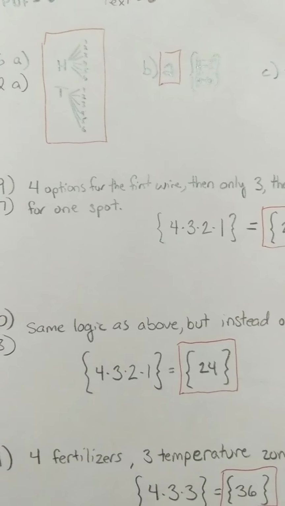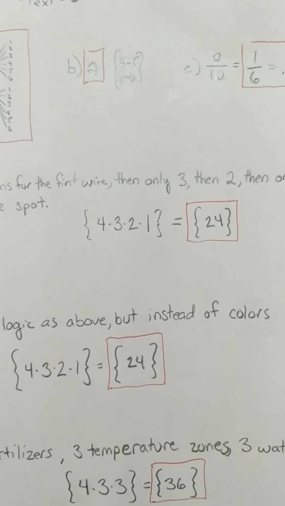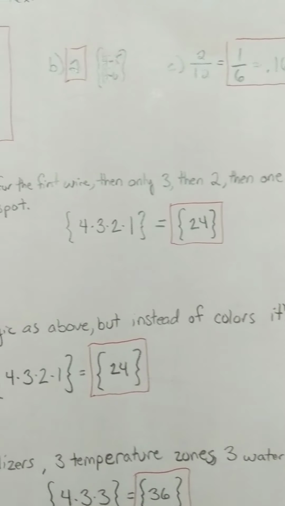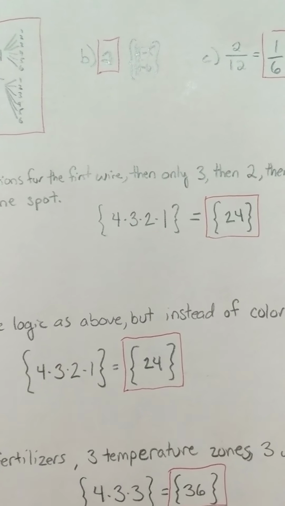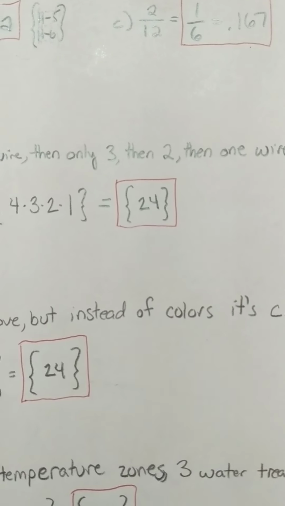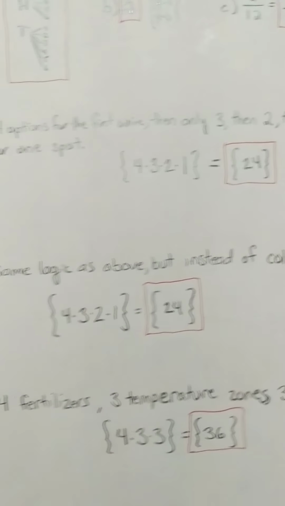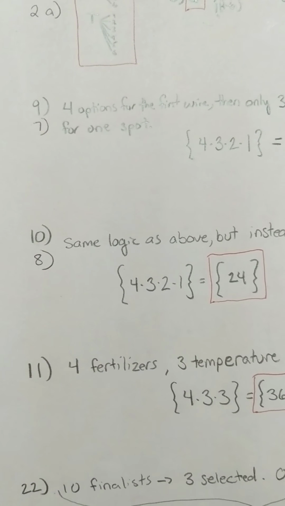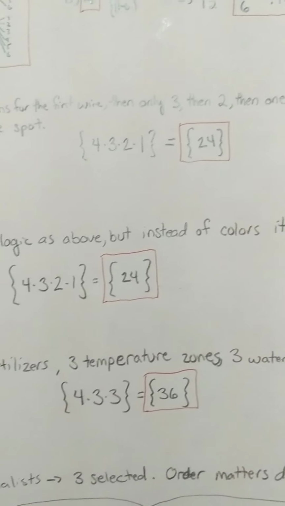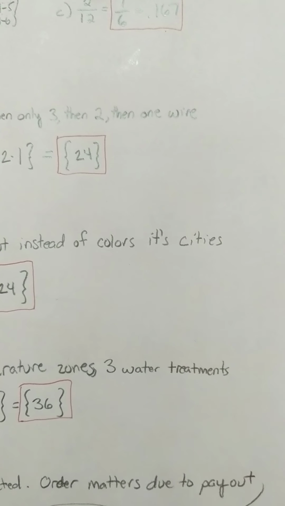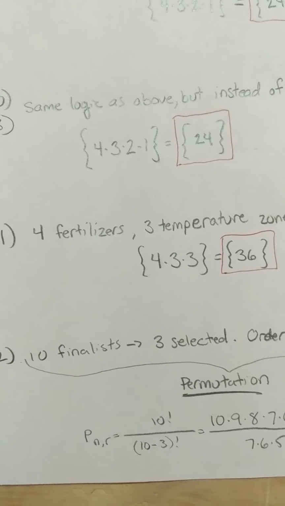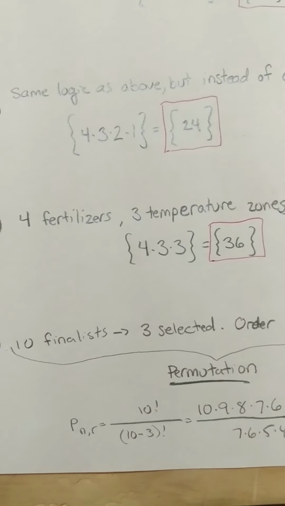The next one was talking about wire options. So we had 4 wire options. Then once we plug one into a spot, we only have 3, then 2, then 1. So 4 times 3 times 2 times 1, or 4 factorial, would be 24 different outcomes. The next problem was almost identical, just different things instead of wires. They were cities. So once again, 4 times 3 times 2 times 1, or 24 different ways that you could visit those cities.